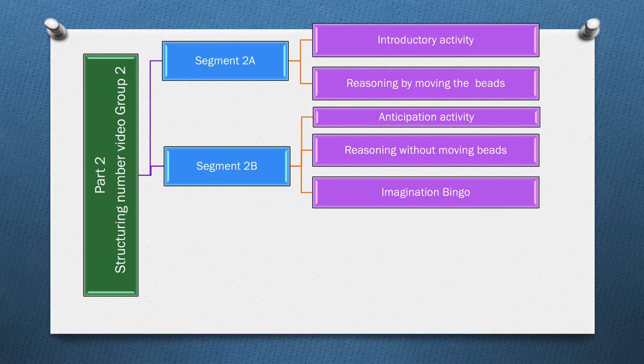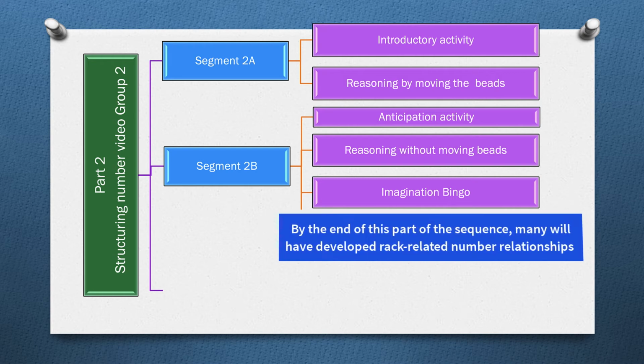And imagination bingo is an activity involving little discussion that is appropriate after most children can reason easily without moving the beads. The goal is that by the end of this part of the sequence, many children will have developed rack-related number relationships that they can use to solve additive tasks for numbers to 20. These rack-related number relationships form the basis for grouping strategies.